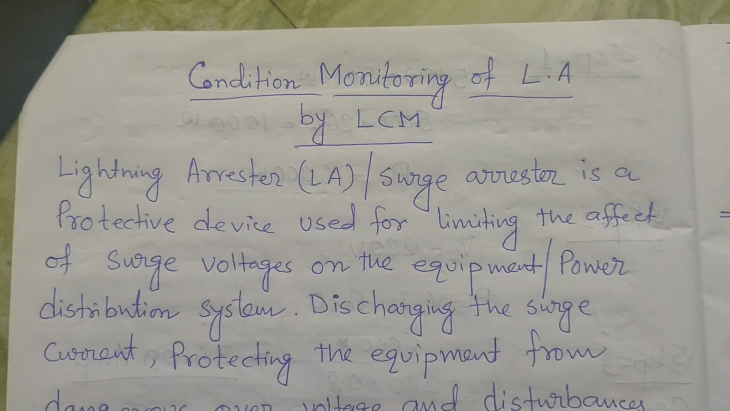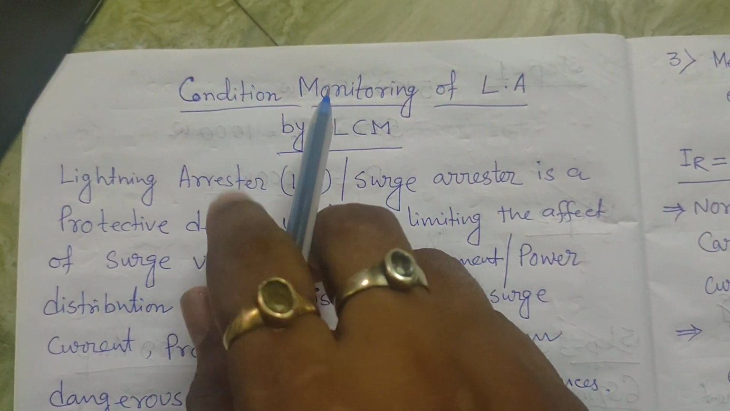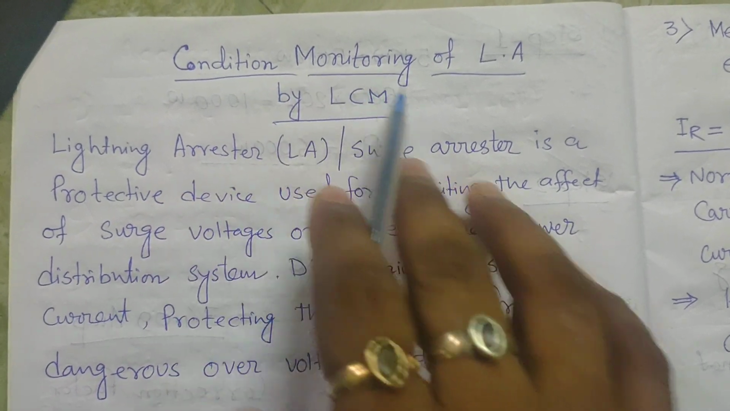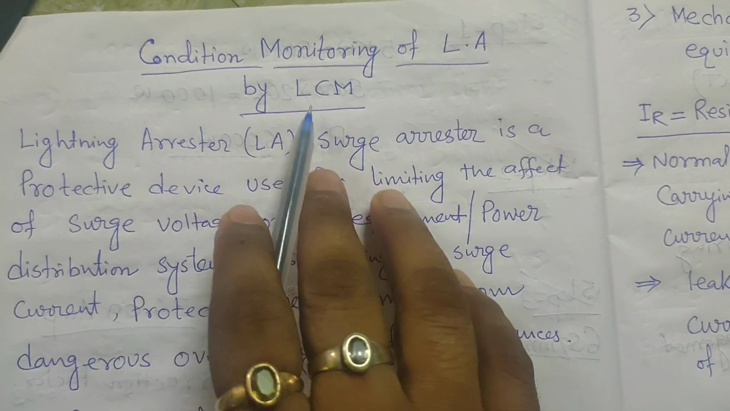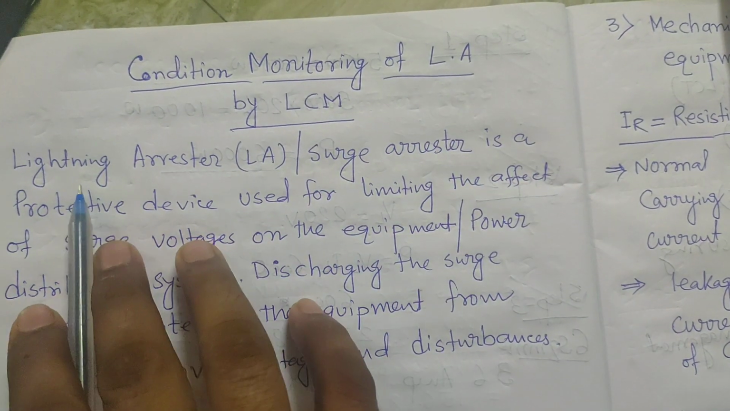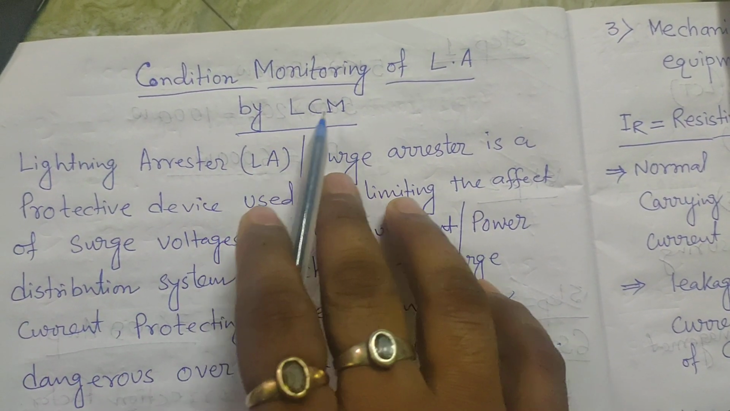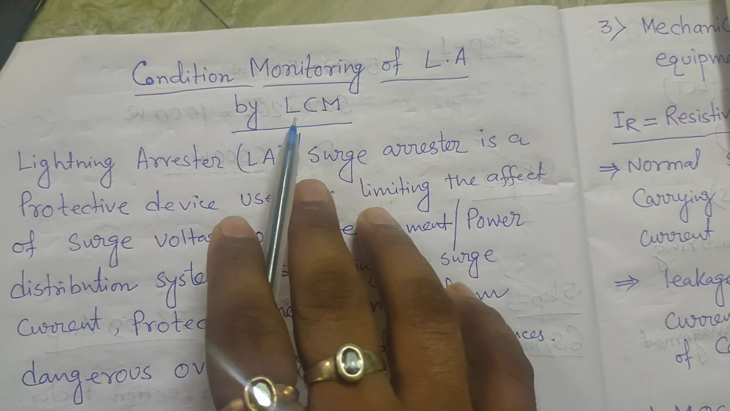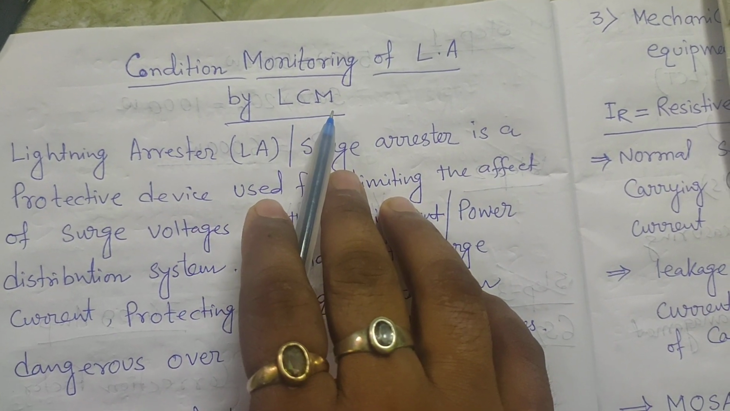Today's topic is about condition monitoring of LA by LCM. So what is LA? LA is the lightning arrestor. And what is LCM? LCM is the leakage current measurement.